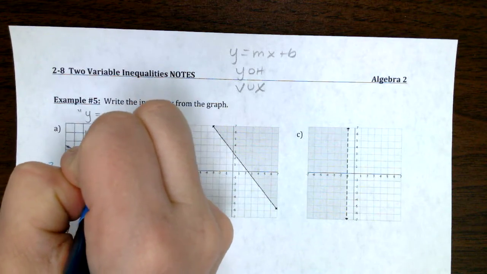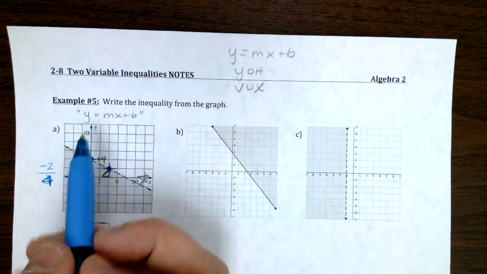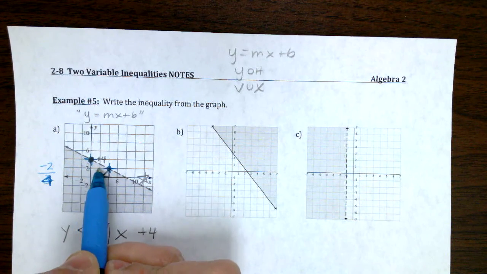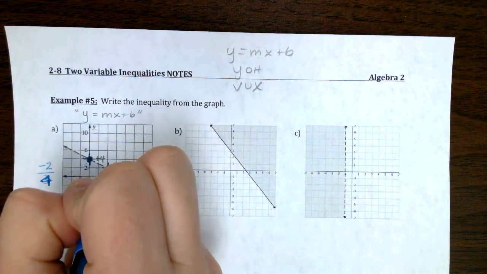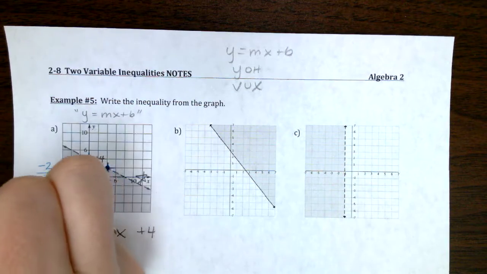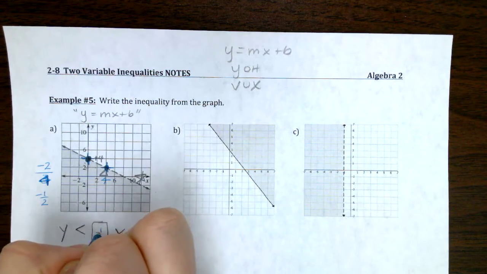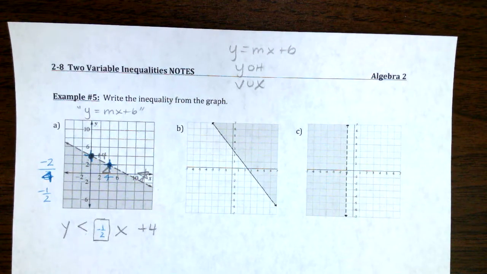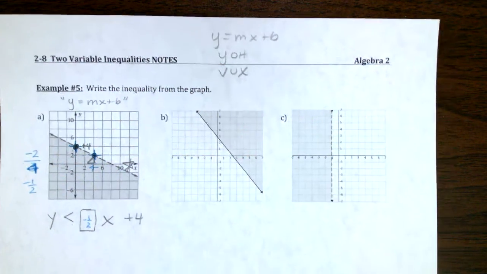Down 1 over 2? Well, the problem is that the units are different here. This is down 2, this is over 4 because of the units. It does reduce to -1/2, and that's what goes in here. All right, let's try another one over here.